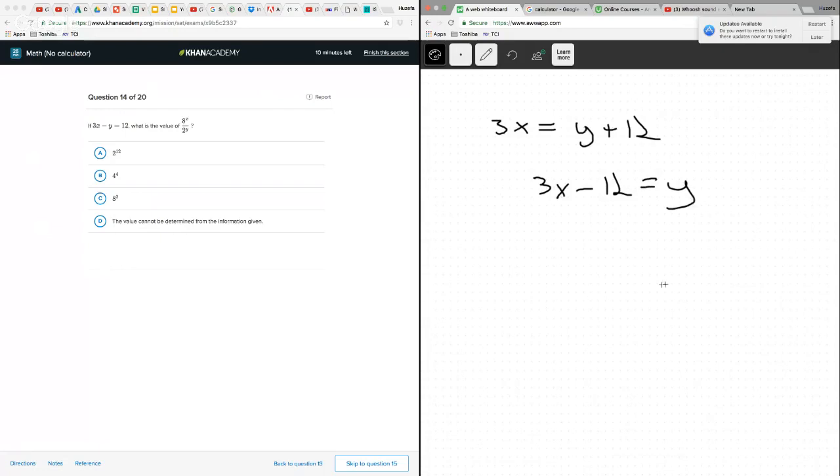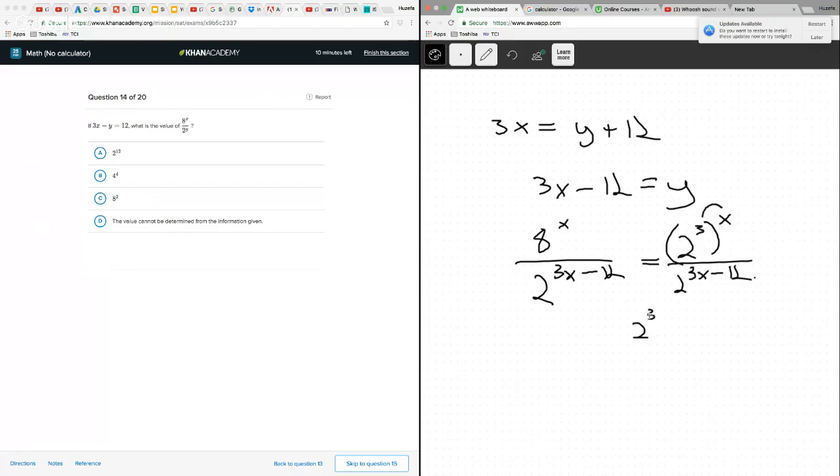I think I've done this before, I can't remember. So it would be 8 to the x over, yeah, I remember now, 2 to the 3x minus 12. The idea is we want to get these guys to have the same base. So the way we do that is we change this. We can change 8 to a 2, because 8 is really 2 to the third power. So this is 2 to the third power to the x over 2 to the 3x minus 12. Now we've got a much better situation, because now we can just multiply these exponents.